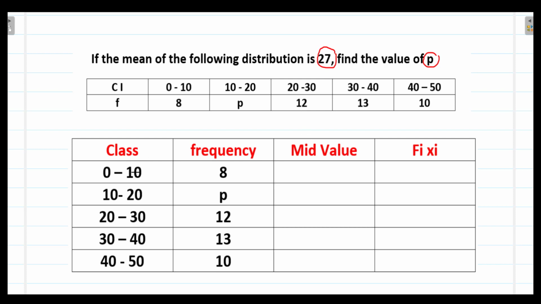So you know how to find the mid value. Mid value is what? It is lower limit plus upper limit divided by 2. So lower limit plus upper limit divided by 2, so it will be what? Here 5. You can easily write without calculation that the mid value of 0 to 10 will be 5.